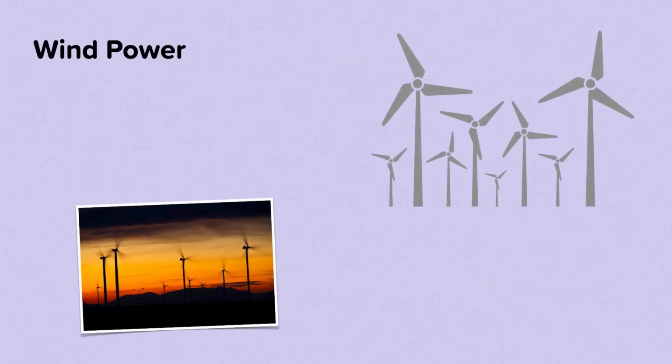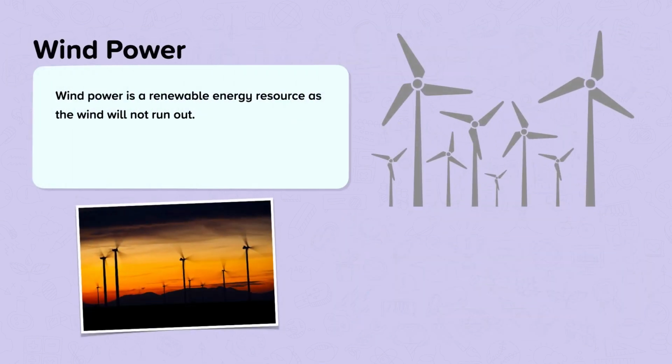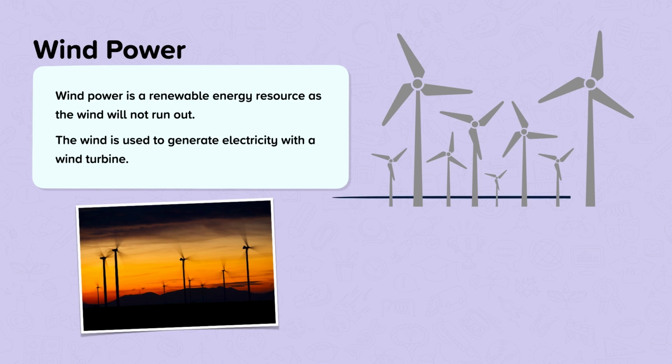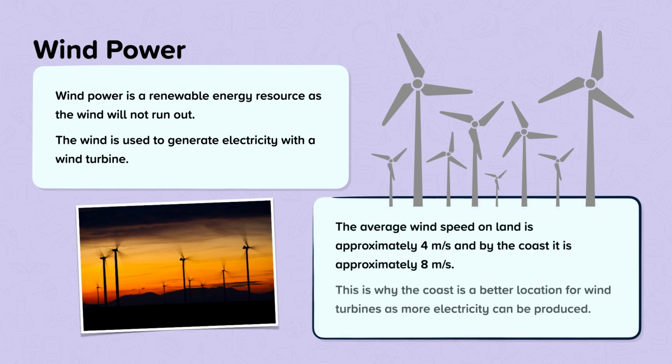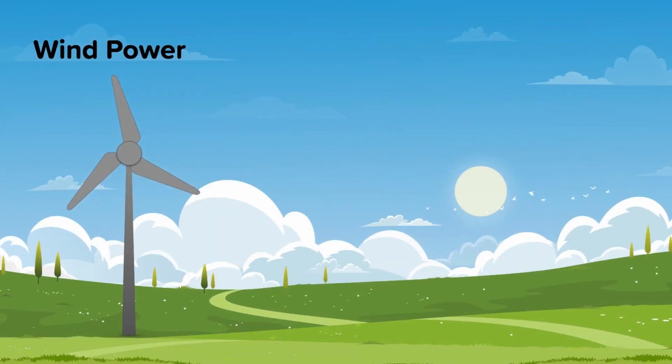Wind power. Wind power is a renewable energy resource as the wind will not run out. The wind is used to generate electricity with a wind turbine. The average wind speed on land is approximately 4 meters per second, and by the coast it is approximately 8 meters per second. This is why the coast is a better location for wind turbines as more electricity can be produced. As we said, wind power is a renewable energy resource as the wind will not run out.